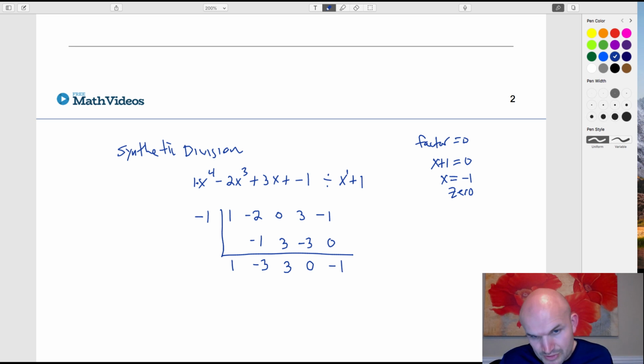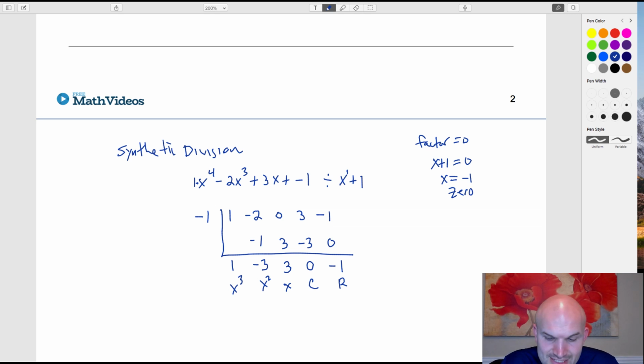Regardless of what your answer is, the last number is always your remainder. Since this is not 0, that tells us that x plus 1 does not evenly divide into this polynomial. This is your constant term, this is the coefficient of your linear term, the coefficient of your quadratic, and the coefficient of your cubic term.